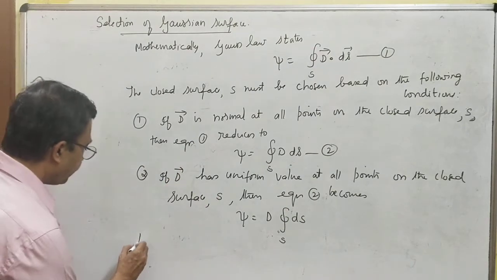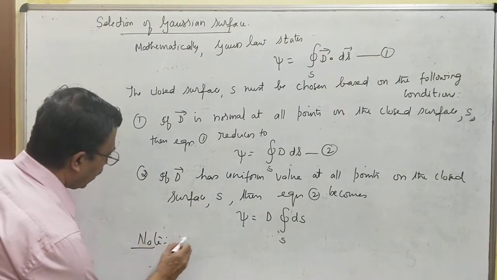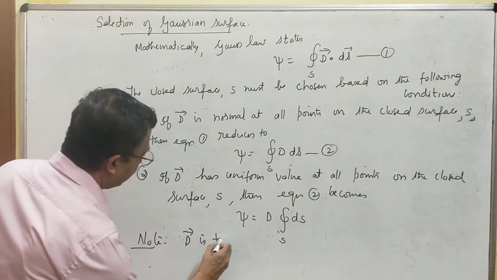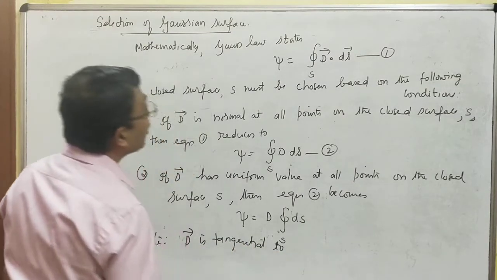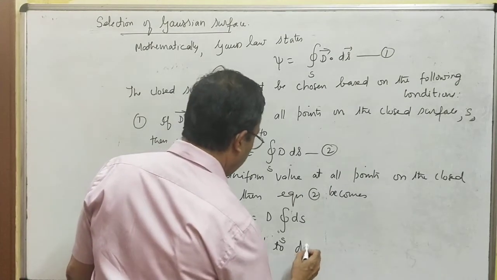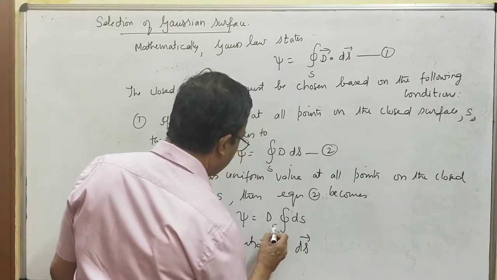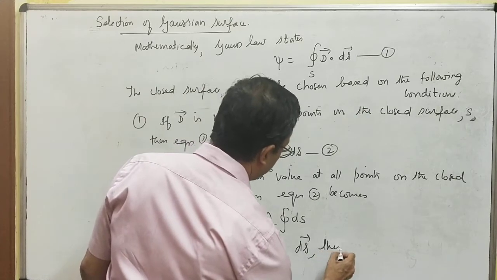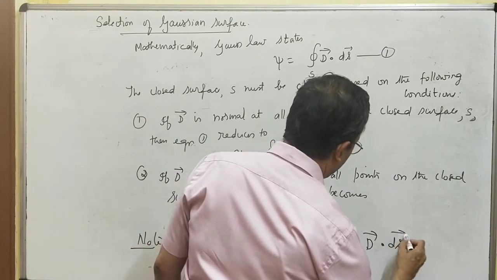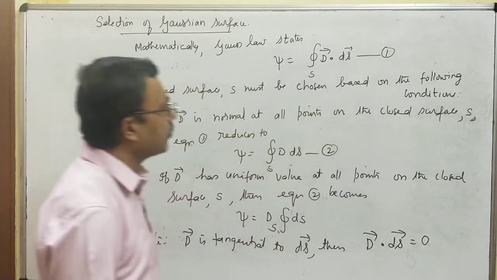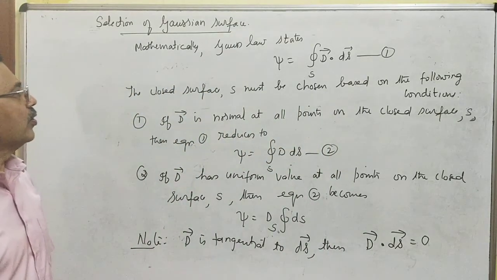Note, if vector D is tangential to vector dS, then D dot dS is equal to 0. D dot dS is equal to 0.